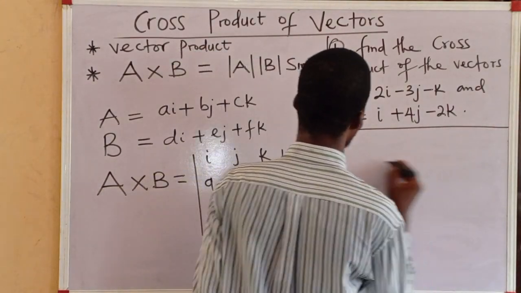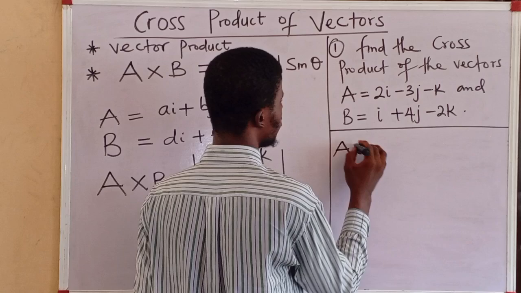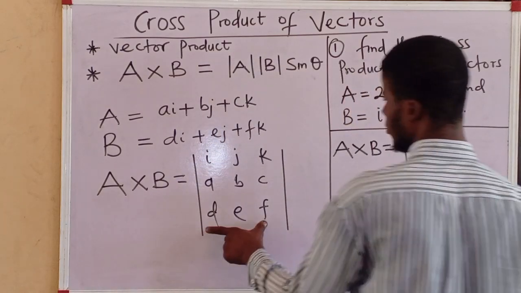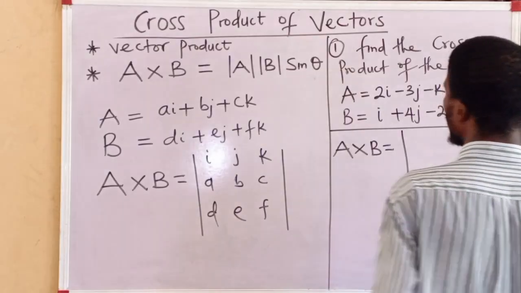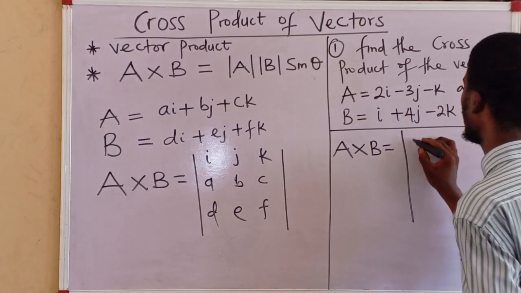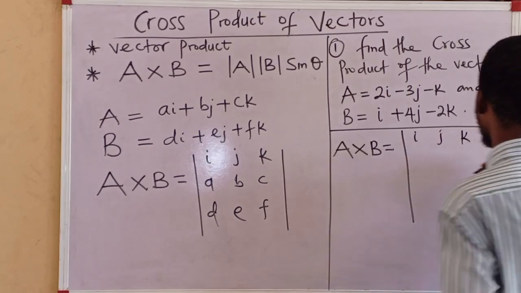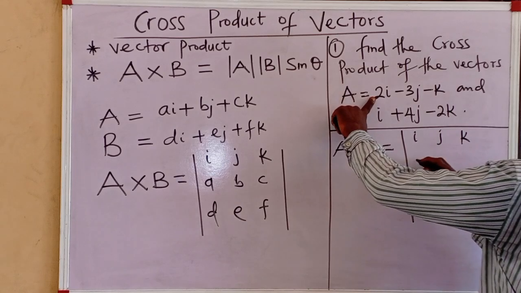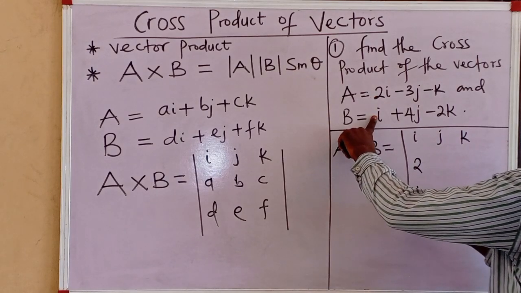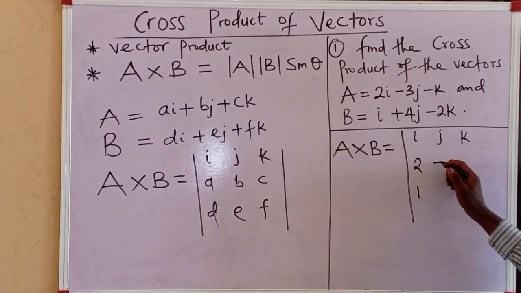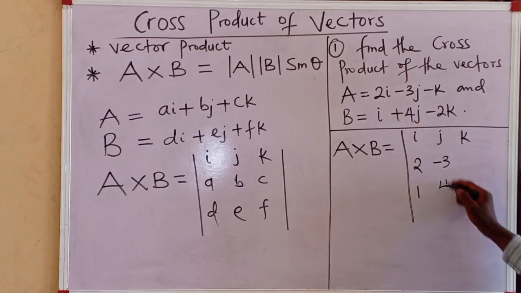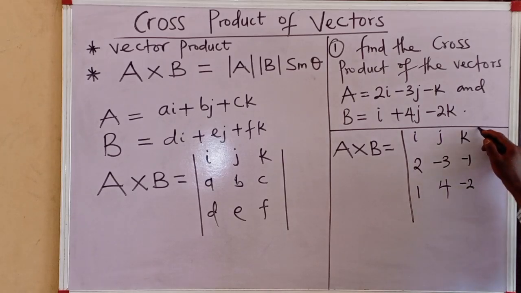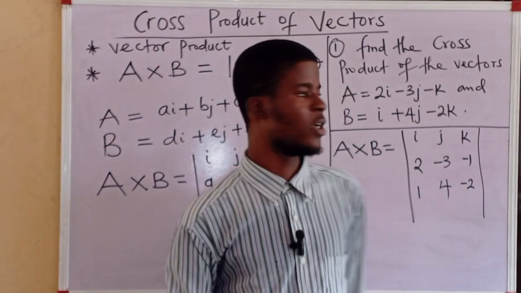So the cross product or the vector product of A and B is this. Going by this rule, we have the unit vectors in the first row, I, J, and K. And then their respective coefficients. We have 2 here, and it is 1 here. For J, we have -3 and +4. And here we have -1, -2. So we are going to take the determinant of this matrix now.